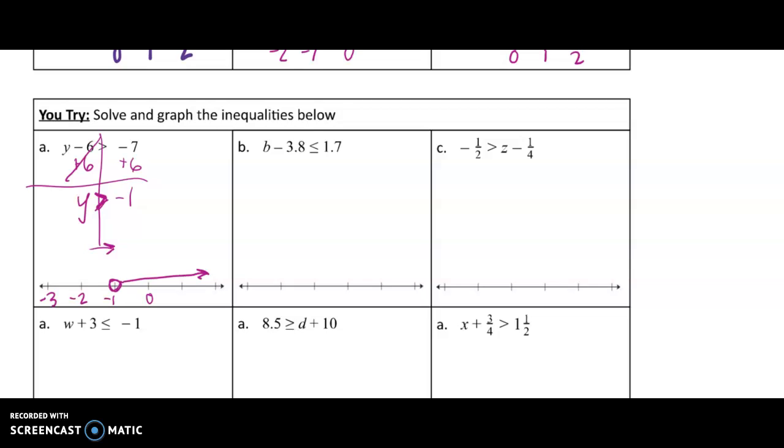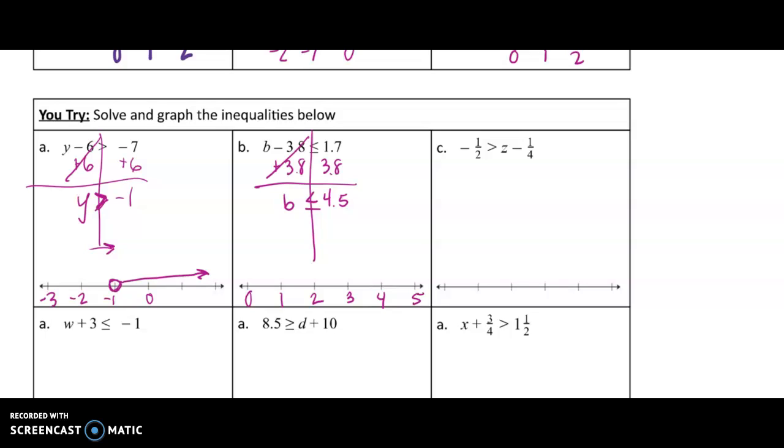All right, the next one, we draw our line down that equal sign. I'm going to add 3.8 to both sides. That cancels out that decimal and leaves me with just b. Bring down your inequality, and I have 4.5. And so whenever we have to graph inequalities that are decimals, I like to still label it as whole numbers on my number line. I believe Big Ideas does this too.